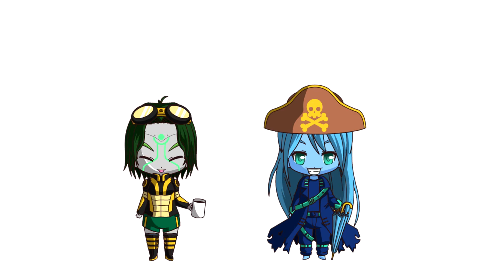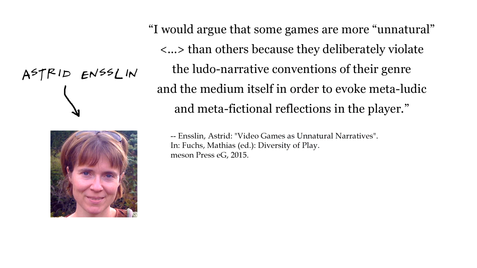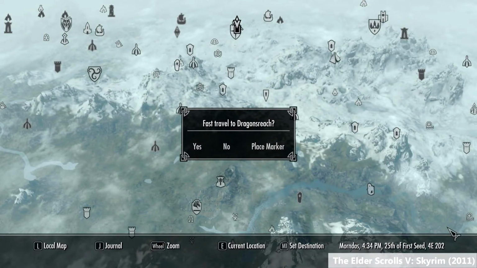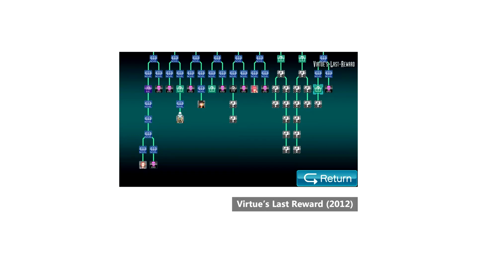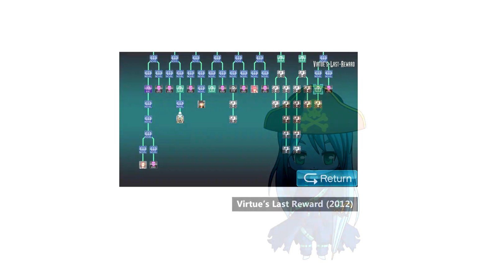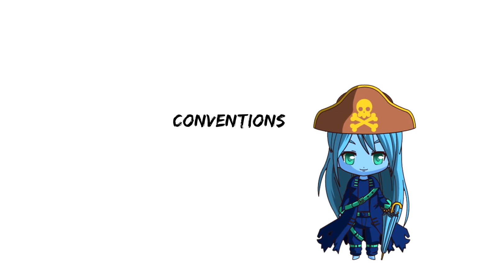I might. Scholar Astrid Ensslin asks this very question in her article, Video Games as Unnatural Narratives. She points out that the narrative, physical, and logical conventions of video games are different from other media, so subverting them also works differently from the likes of literature and film. For example, fast traveling is basically teleporting, but it's completely normal in games and it's never discussed. Or what about multiple endings? Strange for a book, but absolutely normal for a game. Basically, if you're defining what is unnatural and what isn't, you need to first figure out what the conventions are for a particular genre and medium.